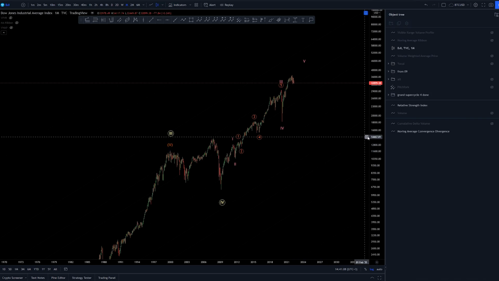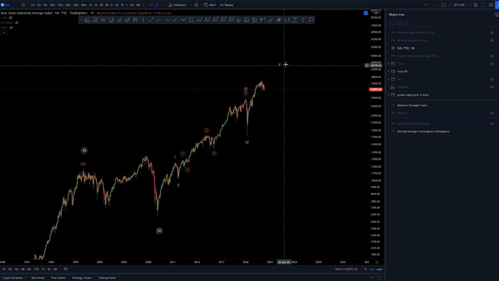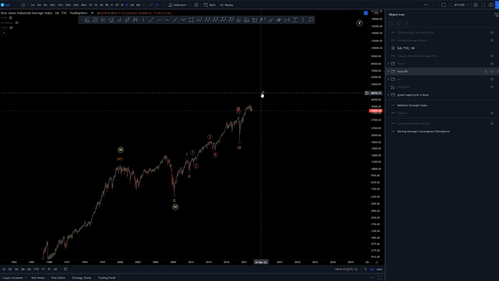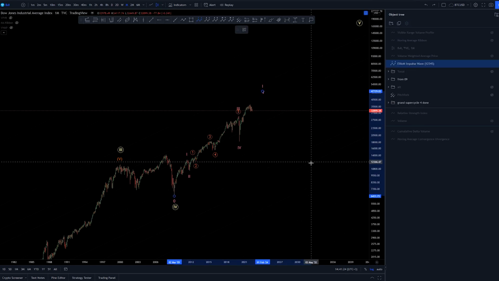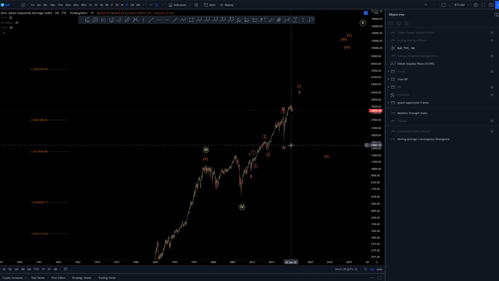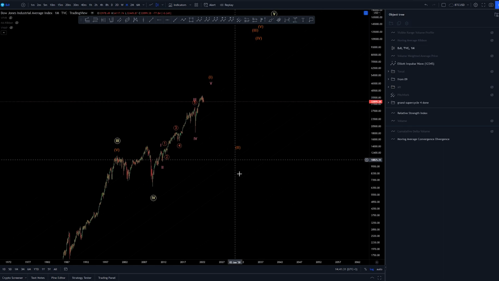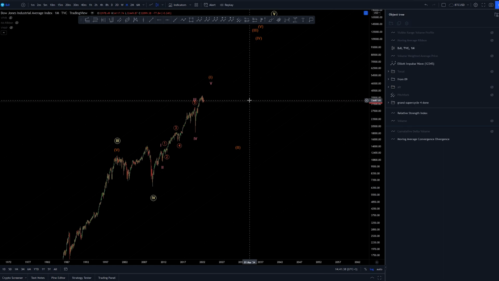So I'm currently labeling this as a cycle, but again this is the more bullish option rather than the bearish one. If we are placing a cycle here, we are looking at this as just the 1, 2, 3, 4, 5 for the super cycle. So we would be expecting not too big of a correction, not too big in logarithmic scale, but massive of course in price.